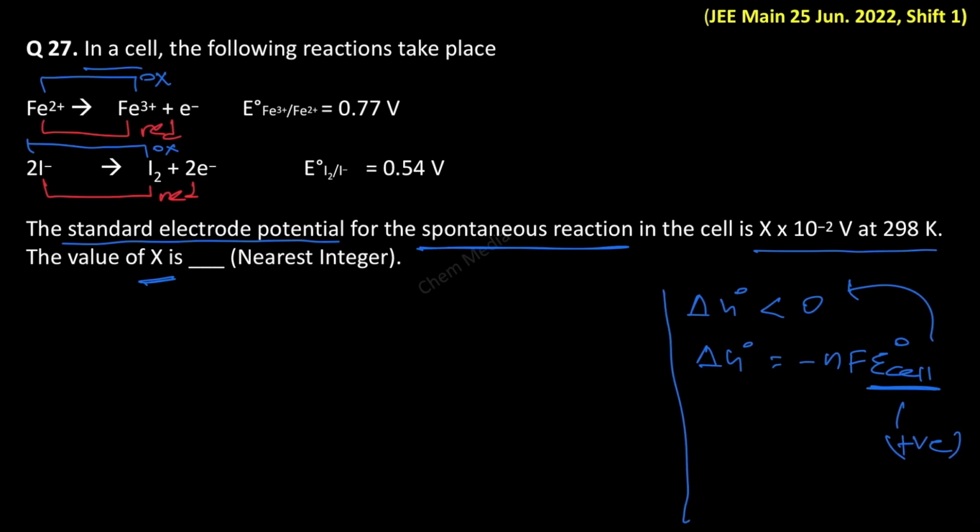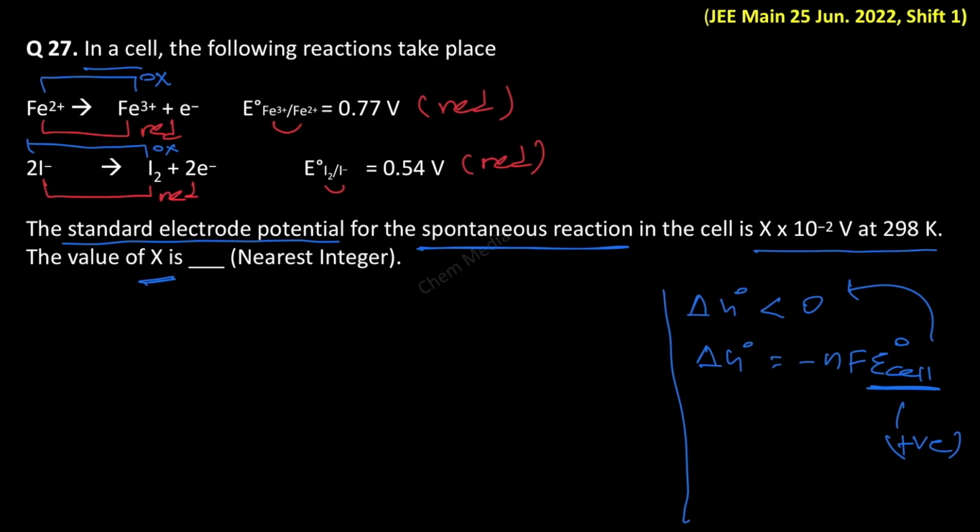Now, let us check whether they have given reduction potentials or not. Fe3 plus gaining an electron and becoming Fe2 plus, that is reduction. Therefore, this is a reduction potential. I2 gaining 2 electrons and becoming 2I minus, that is reduction, isn't it? So reduction potentials are given here. If standard reduction potentials are given, then how to identify the species, like which one is the cathode, which one is the anode?